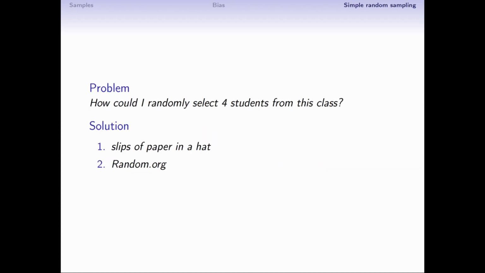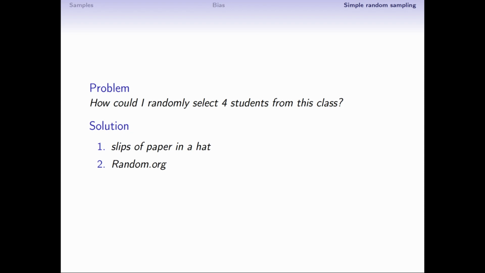Now, here's the question. Practically speaking, how could I randomly select 4 students from our class? How could I do that? One way is to imagine putting all of your names on slips of paper, putting them into a box, shuffling the papers very, very carefully, and then pulling them out blindly until I've produced a sample of size 4. So I could think of slips of paper in a hat or slips of paper in a box.